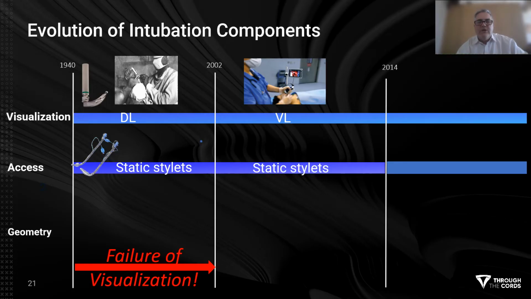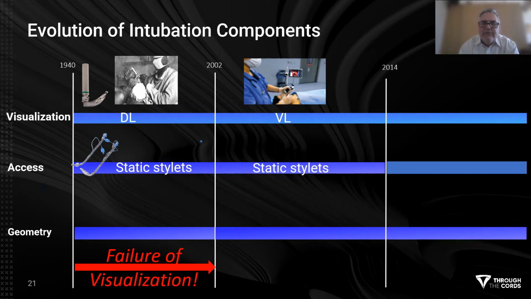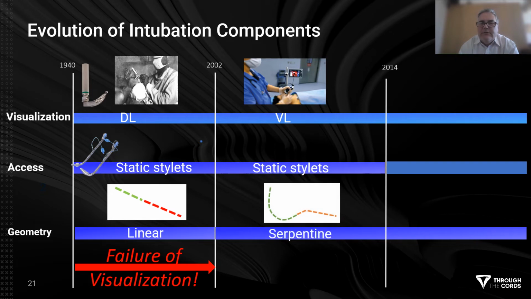We've got to add geometry to our timeline now. The geometry of the DL era is linear. The geometry of the VL era is serpentine. We have had some evolution in tracheal access. It's still static, but now we have a rigid GlideRite stylet, or a rigid video laryngoscopy stylet.